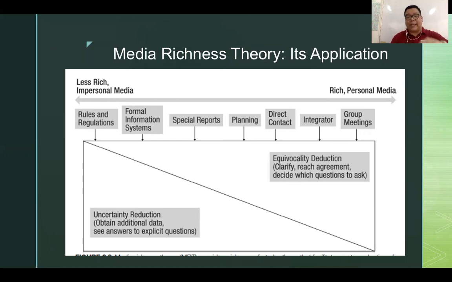But overall here, we could notice that certain channels or media could lead to or result in equivocality reduction and uncertainty reduction. Okay? So here we obtain additional data, answers to explicit questions, such as when there are rules and regulations, of course, you will be obtaining additional data. But for equivocality reduction, for example, when you conduct group meetings or when you have direct contact with the person concerned, then you get to clarify, reach agreement, and decide which questions to ask.